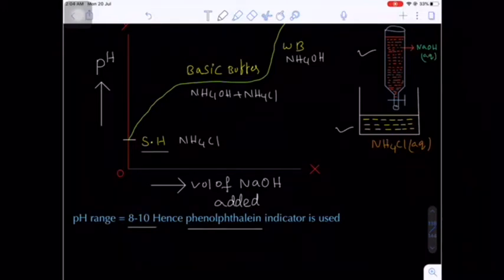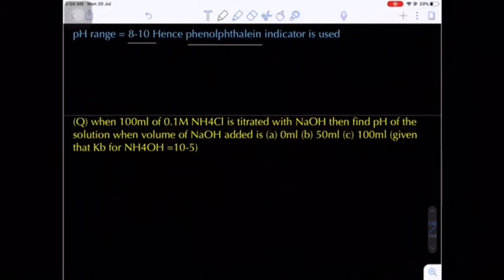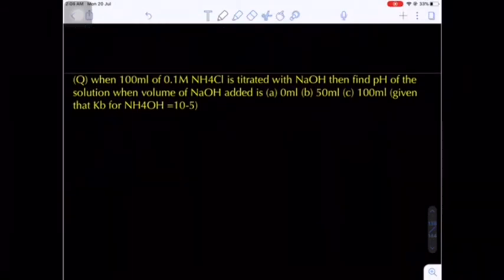Now here the pH range will be 8 to 10. In the 8 to 10 region, one of the important indicators which we use is phenolphthalein. Remember, if the base is strong, then we have to use phenolphthalein. That means in strong acid strong base and weak acid strong base titrations, phenolphthalein is the most suitable indicator. Remember, once again I am telling, if the base is strong, irrespective of the acid, which indicator is used? Phenolphthalein. Yes or no?